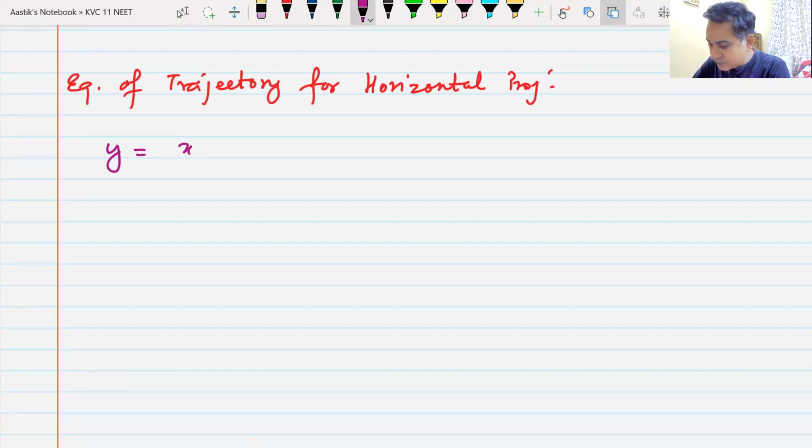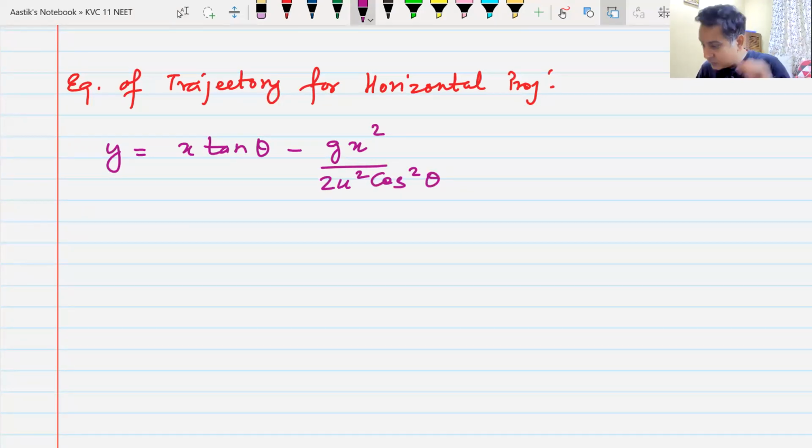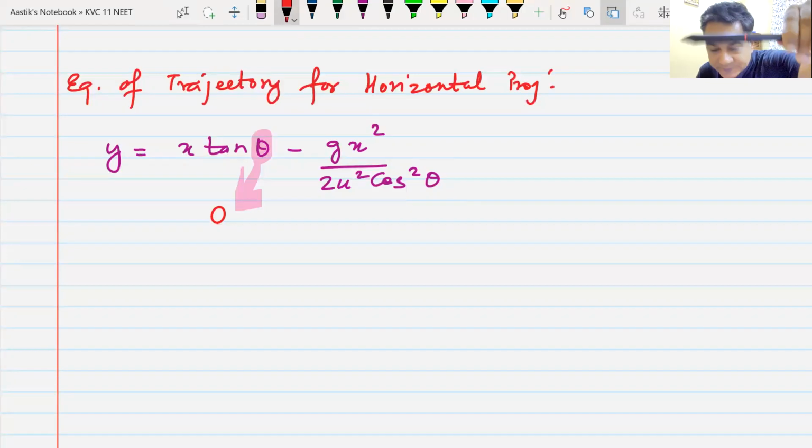y is equal to x tan theta, and so on. This was the original equation of trajectory. I will just show you that both the things are the same. Do you remember this original equation? Now, in case of horizontal projectile, my dear friends, because the particle is thrown horizontally, the value of this theta becomes 0, because it is not thrown at an angle. It is not thrown like this, it is thrown like this. So angle theta becomes 0.